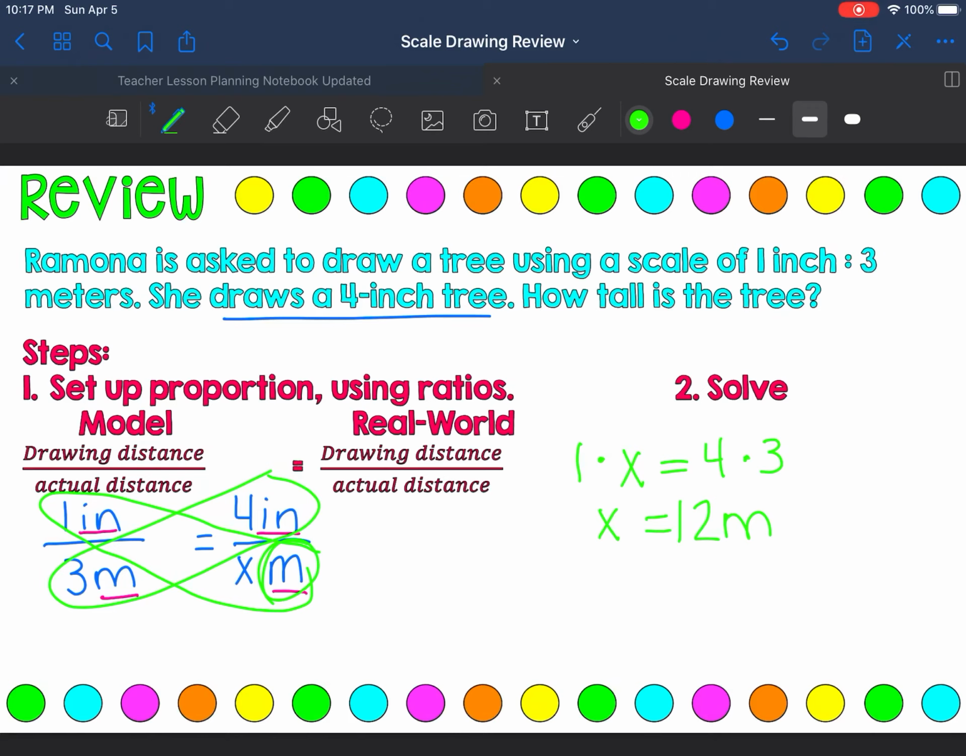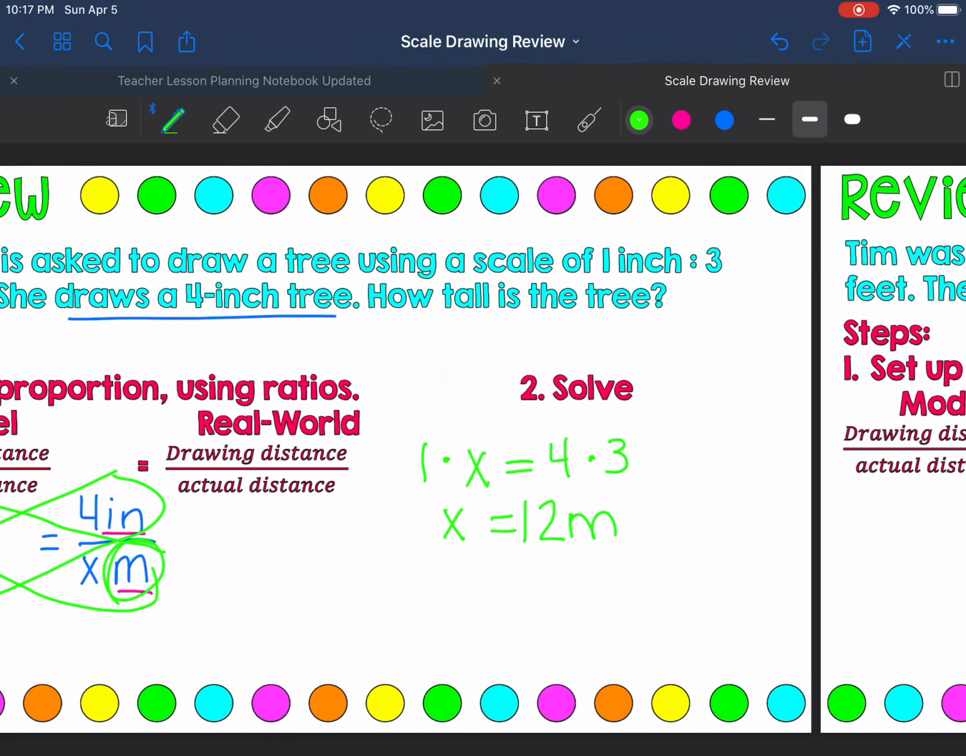And that's it, guys. Don't make it more complicated than it has to be, okay? This isn't meant to confuse you or be hard. All you're doing is plugging your numbers into your proportion. Your proportion's never going to change. It is always going to be the same, okay?